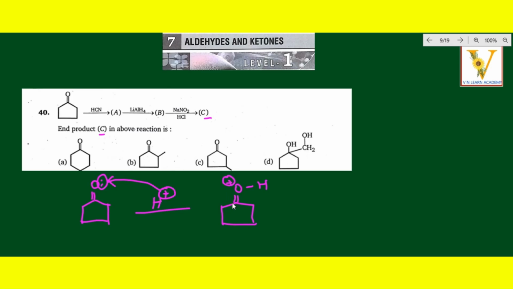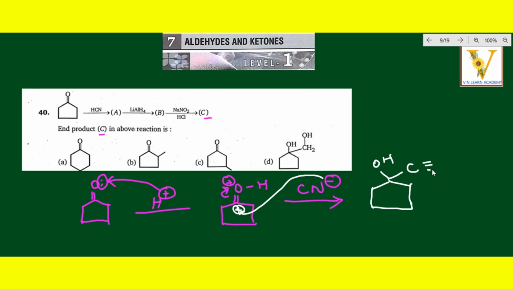Now what happened? See, this point which is going to transfer, here the CN minus ion is ready to attack this carbon. Now this has become a positive charge. This CN minus ion is going to attack over here. So the double bond breaks. See here, it is a 5-membered ring. Here you will get OH, right? And here carbon with a triple bond to N, because cyanide has a triple bond to N.